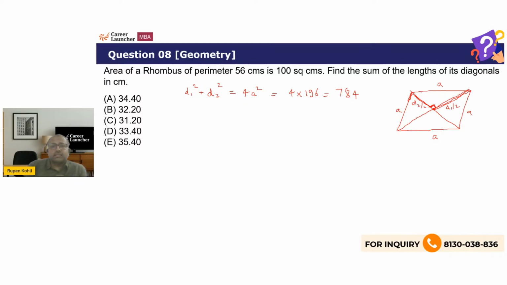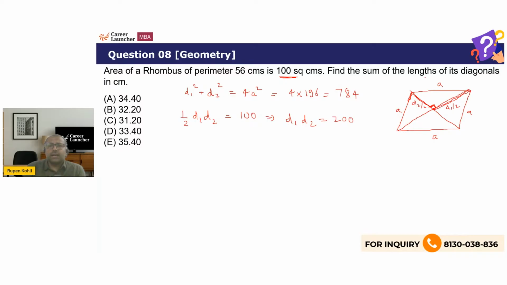The other thing is area. So what is the formula for the area of a rhombus? Now that is also very simple. That is half d1 d2, right? The area of a rhombus is half the product of the diagonals. So everything here is related to the diagonals only eventually. So half d1 d2 is 100, or d1 into d2 is 200.